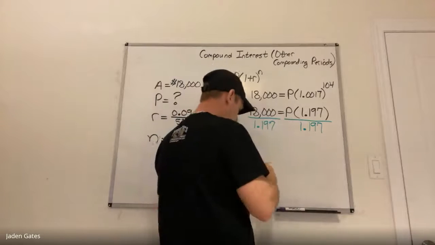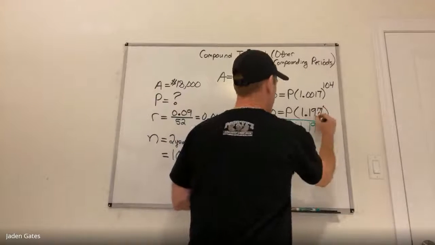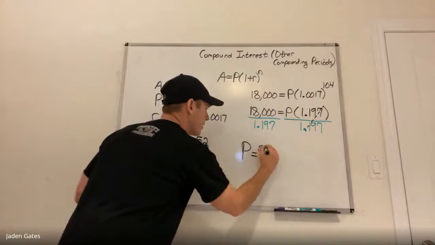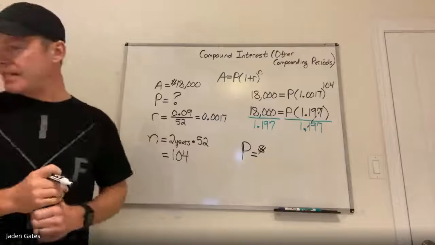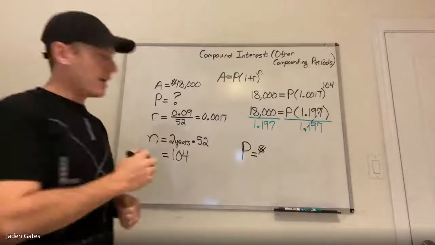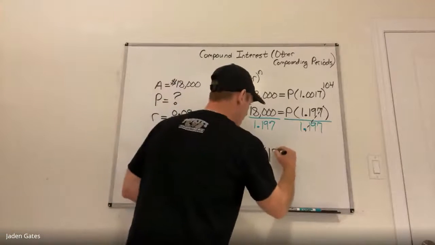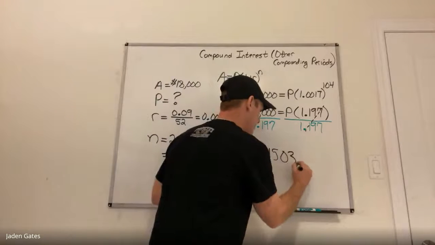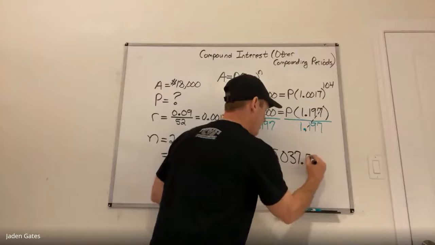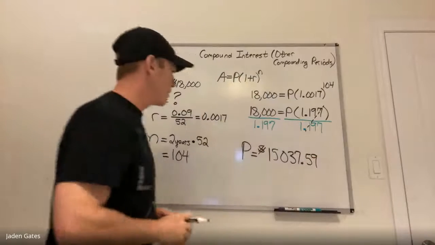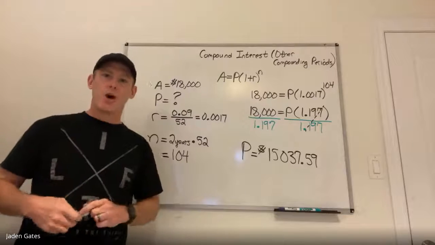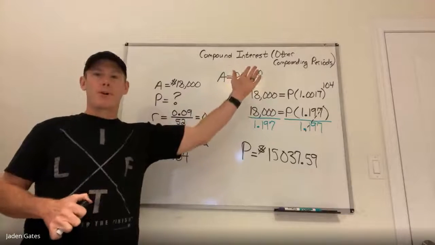And so because this is compounded weekly, it's going to help me out a little bit, grow my investment. But today, I would need to be able to buy an $18,000 car, I would still need $15,037.59. There we go.